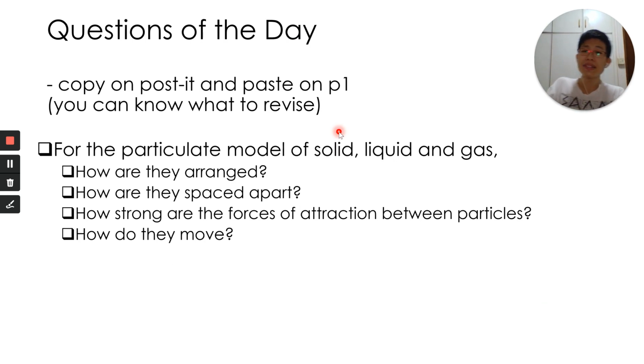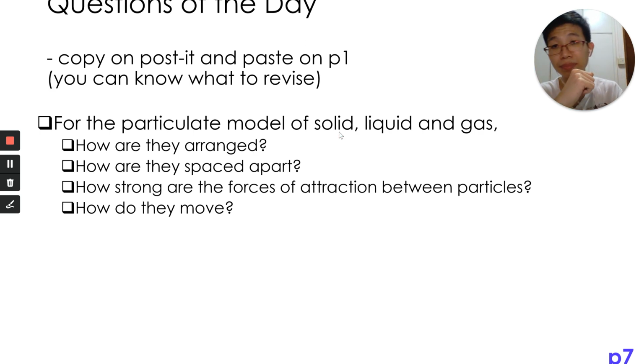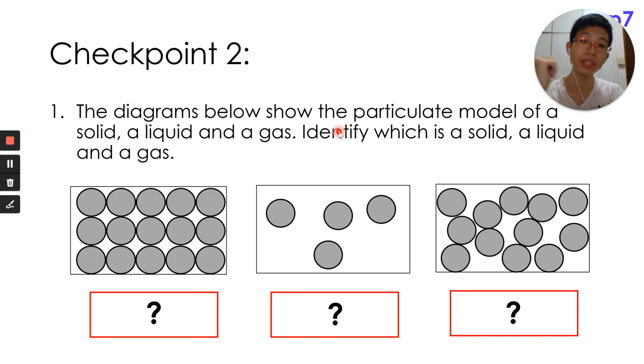Okay, so we have answered our question of the day on how the particles are arranged in a solid, liquid, and gas, followed by how they are spaced between one another, how strong the forces of attraction are between these particles, and lastly, how they move. So let's do a checkpoint. The diagram below shows the particulate model of a solid, liquid, and gas. Can you identify which is the solid diagram, which one is the liquid diagram, and which one is the gas diagram?